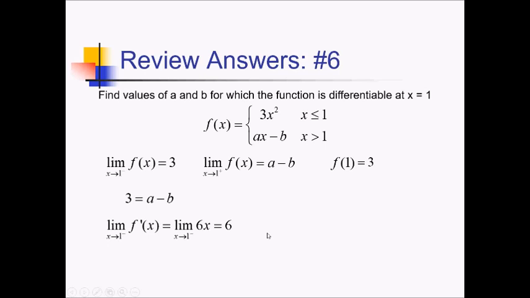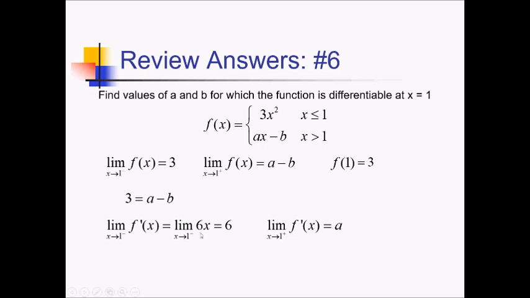Okay, let's take the right side limit now as x approaches 1 from the right of f prime. For that one, we're just taking the derivative of this second rule. Going from left to right, the derivative of ax is just a, because a is a constant. The derivative of minus b, well, b is also a constant, so it gets zeroed out. So this is actually just a when all is said and done.